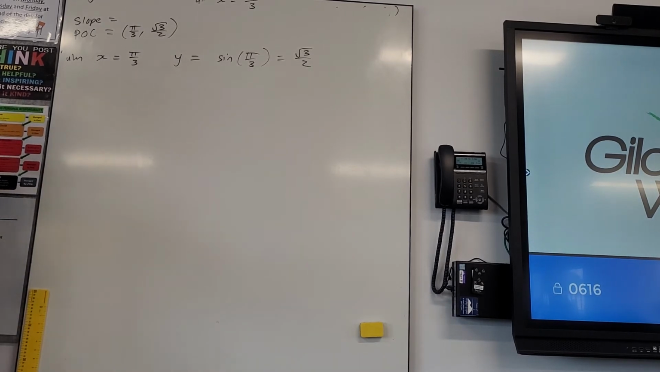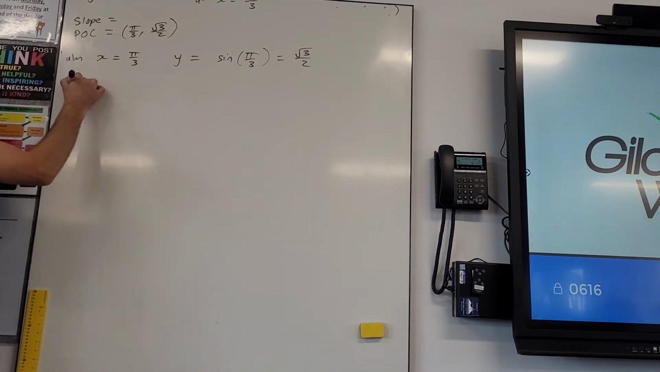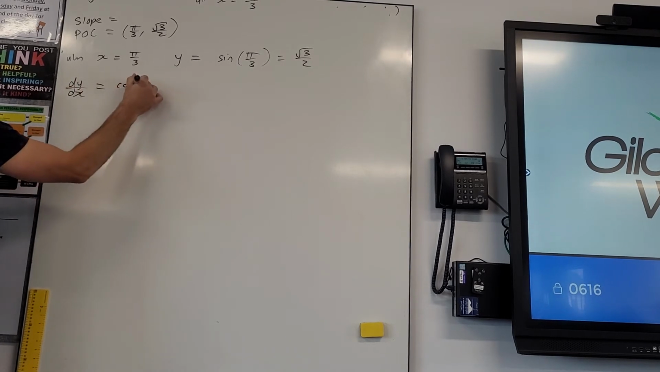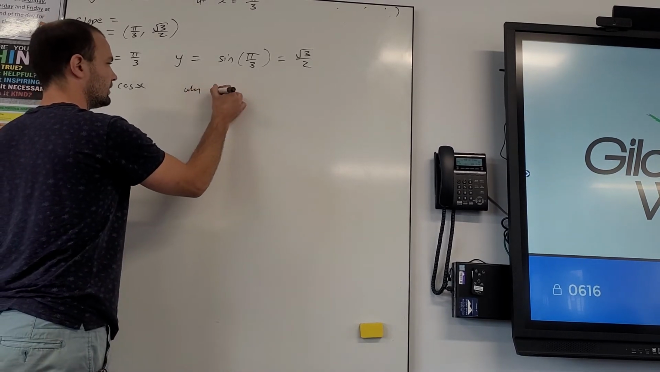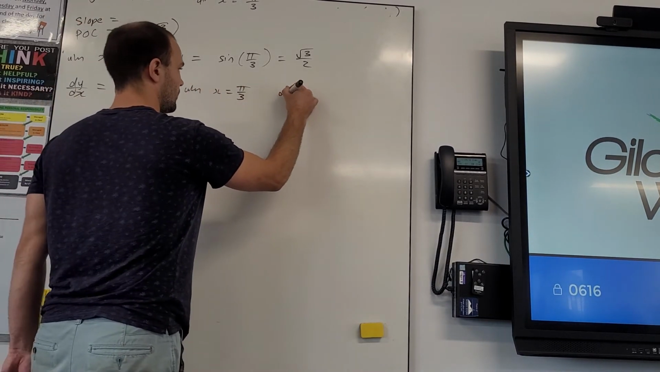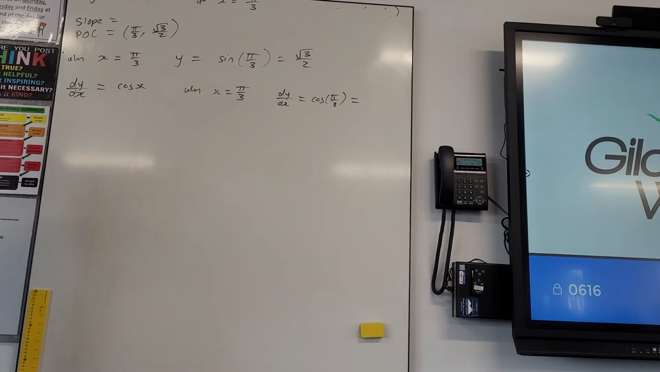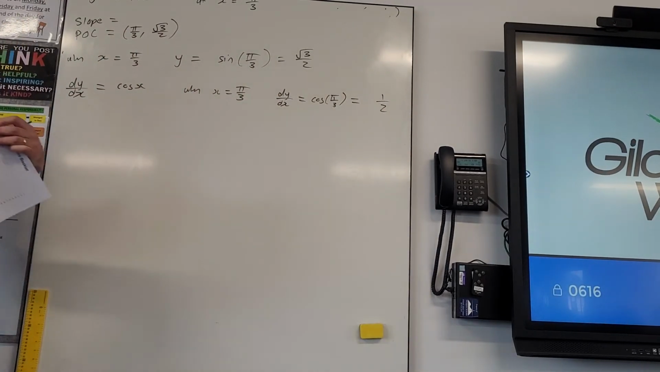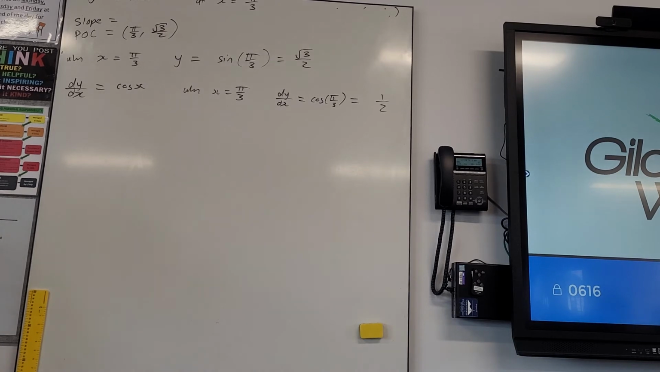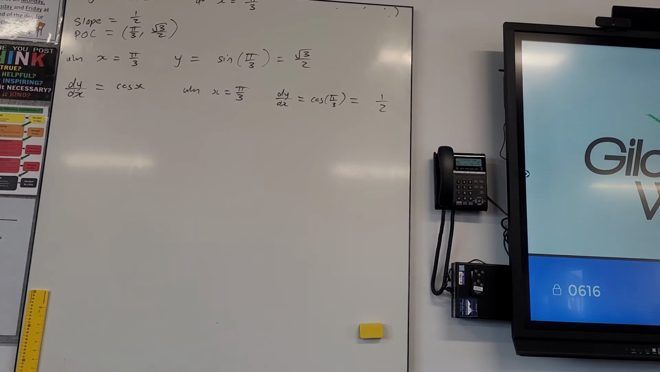So we need to find the slope. That means we need to find the derivative and then put this x value into the derivative. So dy on dx is going to be cos x. And when x is pi on 3, dy on dx is going to be cos of pi on 3. And again, we're looking at our unit circle for the same angle. What's the value of x? Cos is x. We've got positive half. So we have slope and we have point of contact.